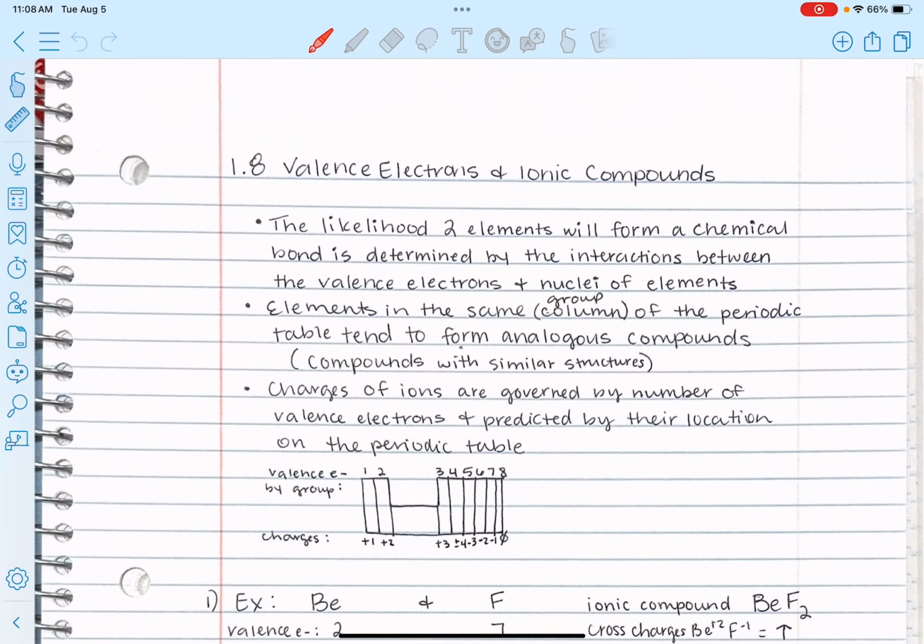It's topic 1.8, valence electrons and ionic compounds of unit 1 in AP Chemistry. This is going to be a short one, guys. All right, so the first things we need to know.